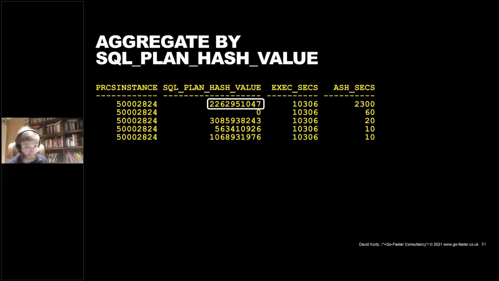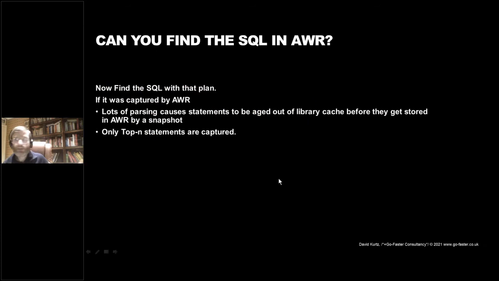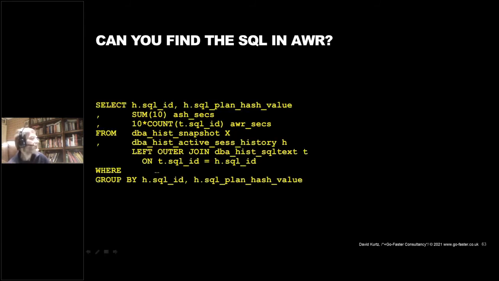Because if I've got lots of little SQL statements, it may not get picked up by the AWR repository. It might have been aged out by the time the snapshot went off. It might not be significant enough to be picked up by the top end queries. So, can I find the SQL in AWR?